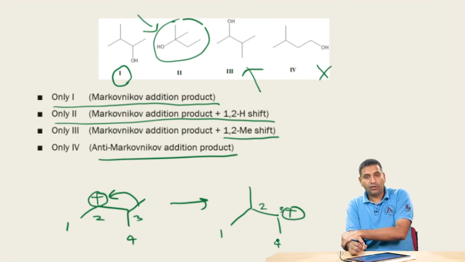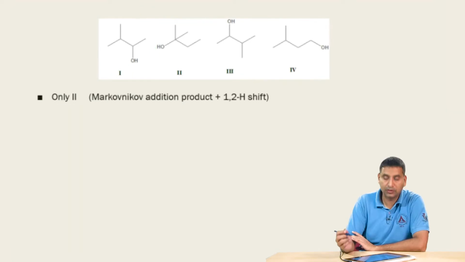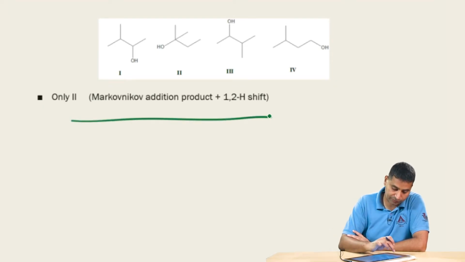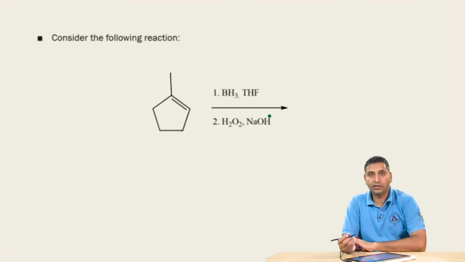So, the correct answer here would be 2. That is shown here: only the Markovnikov addition product with a 1,2 hydride shift. Now, let us move on to the next question.